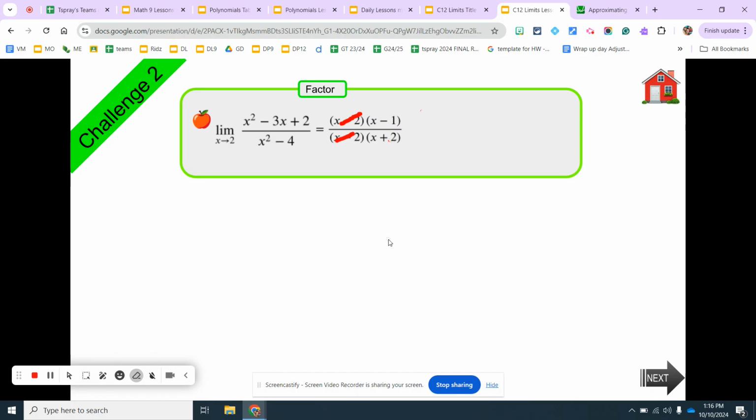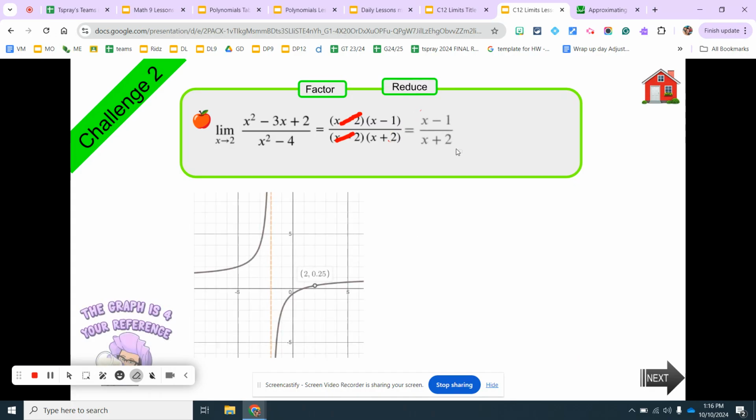So we can cancel those. And now as x goes to 2, I'm going to put a 2 right here and a 2 here, and we're going to have 2 minus 1 is 1, and that's going to be over 1/4. Okay, so what does that actually mean?